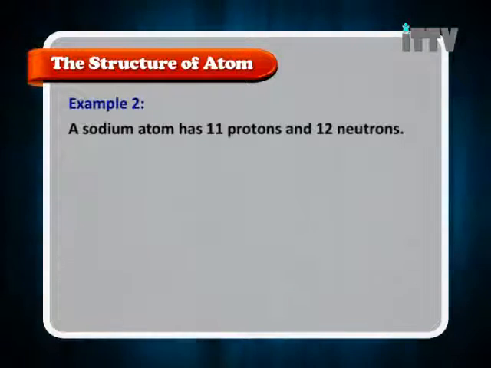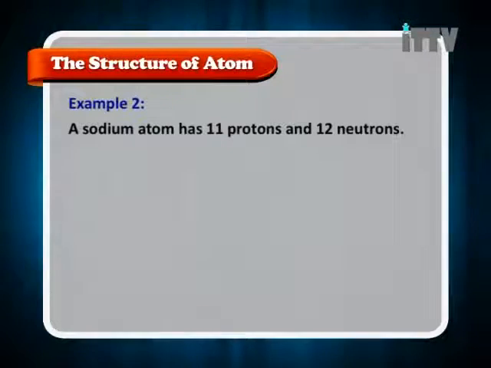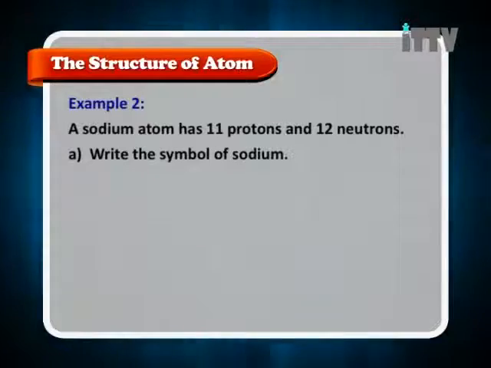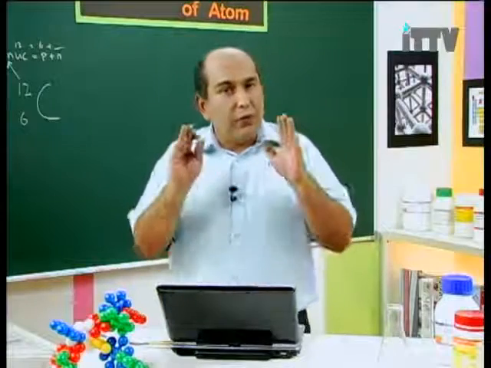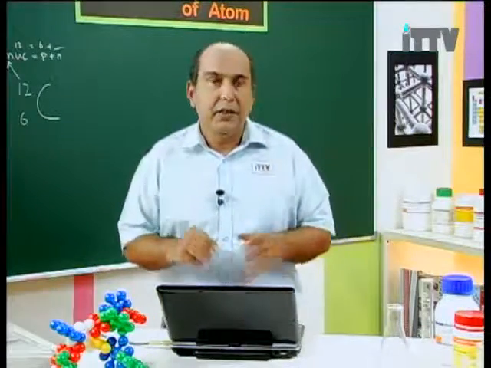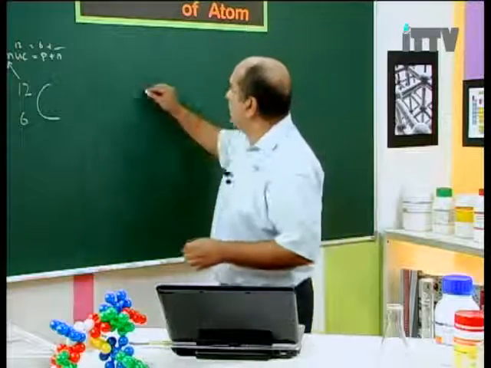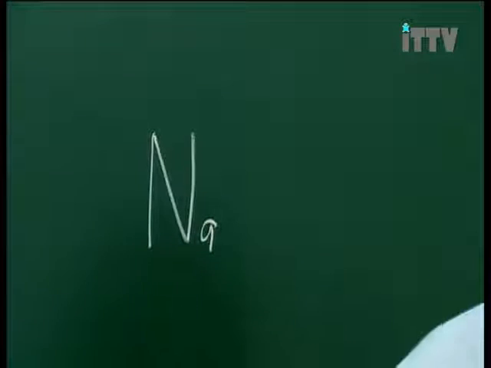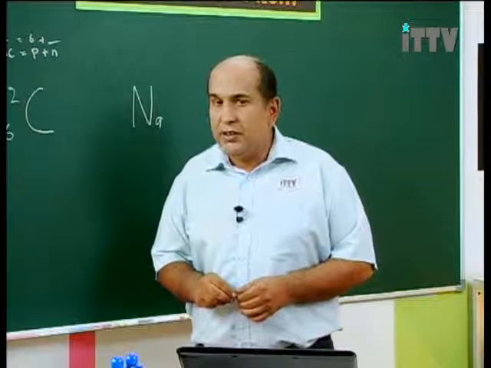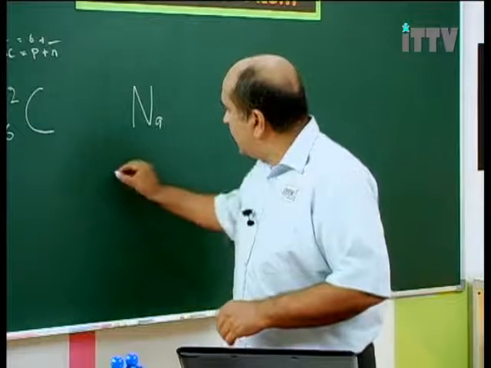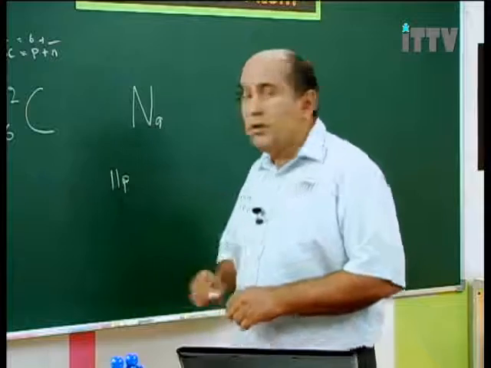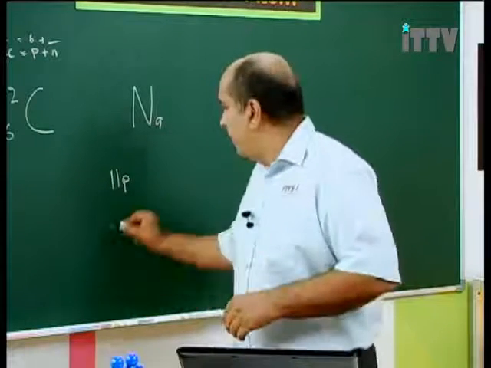Example 2. A sodium atom has 11 protons and 12 neutrons. Write the symbol of sodium. So let's begin with this. We first want to write the symbol for sodium. So first, let's begin with sodium. We have the symbol, which is Na. The information given to us is we have 11 proton. So let's put that down here. 11 proton. We have 12 neutron.